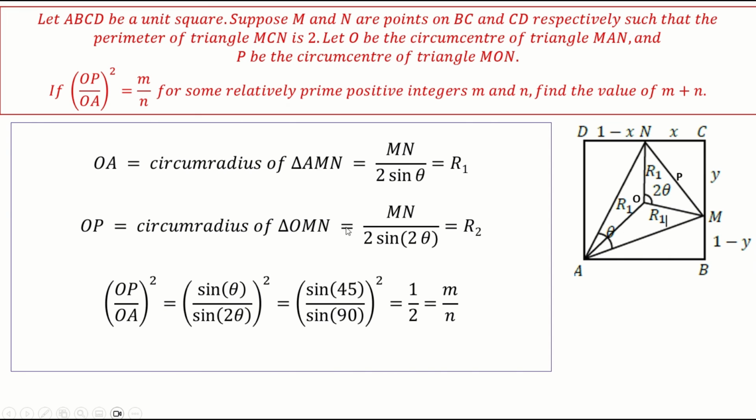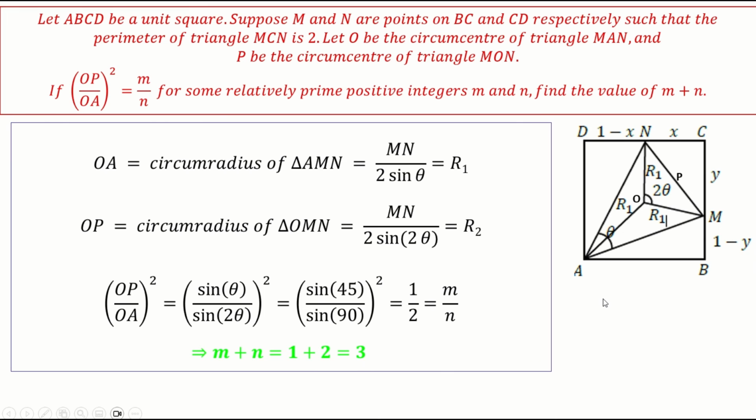So that is nothing but, these are all denominators, right? Both are denominators, so they'll become reversed. So (sine theta by sine 2 theta) whole square, which is nothing but (sine 45 by sine 90) whole square. Sine 90 is 1, sine 45 is 1 by square root of 2. So this will become 1 by 2. This is in the form of m by n. So m is 1, n is 2. So m plus n is 3. This is the answer.